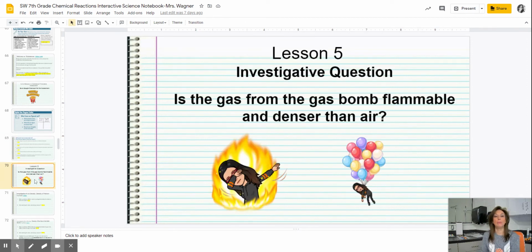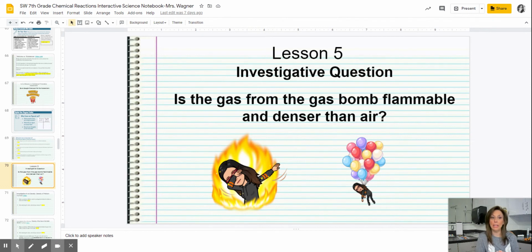So lesson 5, we're going to start to investigate what the substance of the gas is. Like, what is that substance? All right, we know that it's a gas. We know that it's not a solid or a liquid. So is this a new substance? We know the materials came from the bath bomb and the water to make the gas. So is the gas an actually new substance from that?